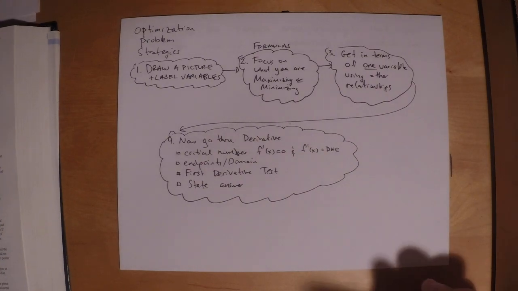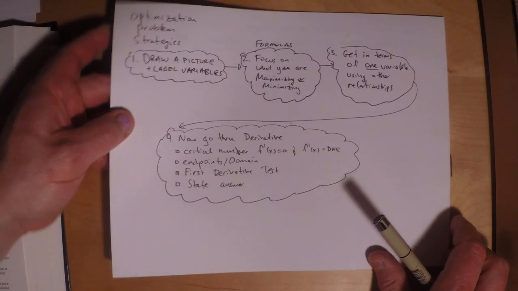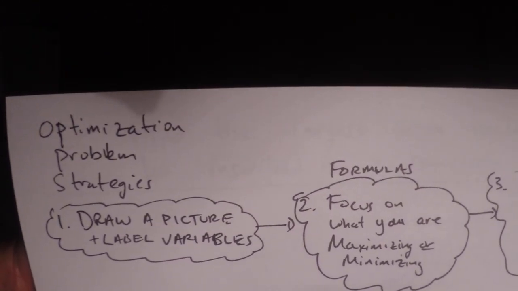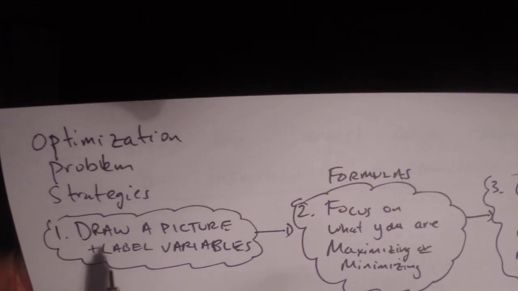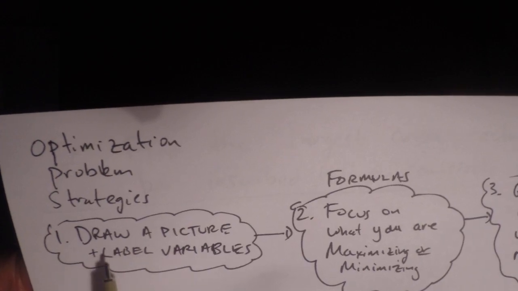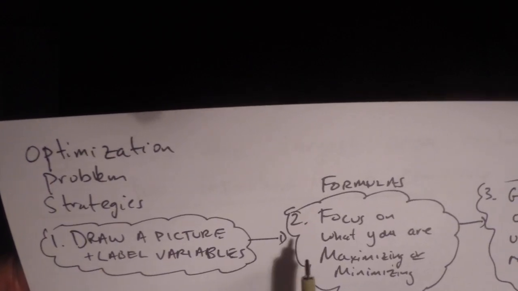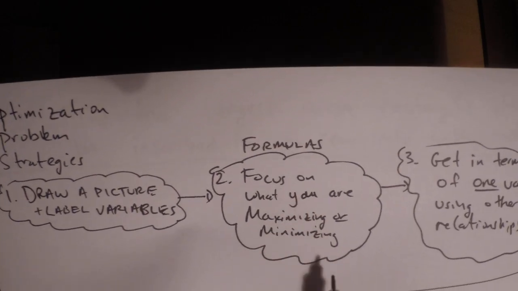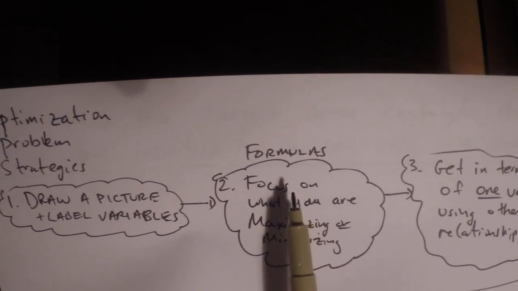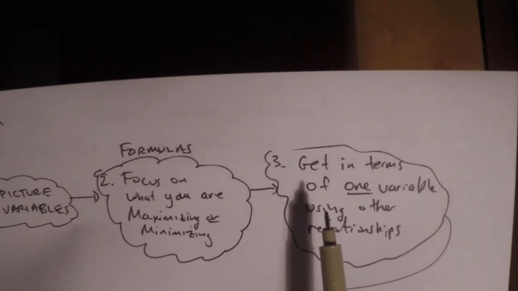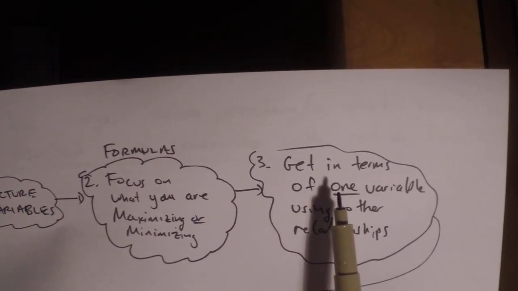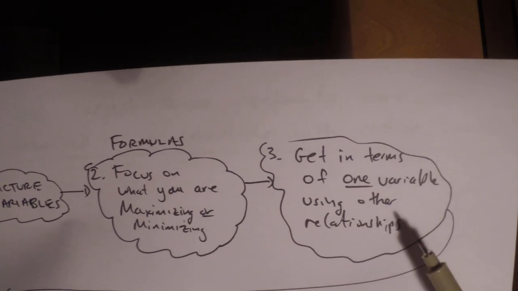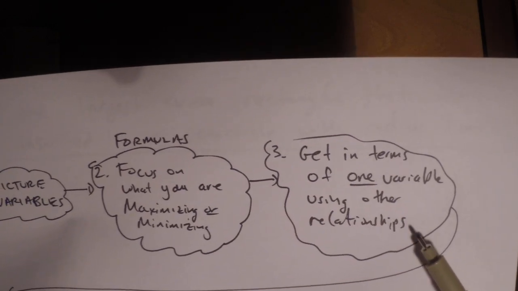So let's see here. I hope you can read this. If not, I'm going to make it a little closer. So optimization strategies. Number one, draw a picture and label the variables. Second thing is you want to focus on what you're maximizing and minimizing. So you want to get those formulas done. Number three, you want to get that formula or that relationship you have that you're focusing on in terms of one variable using other relationships that exist in the situation.